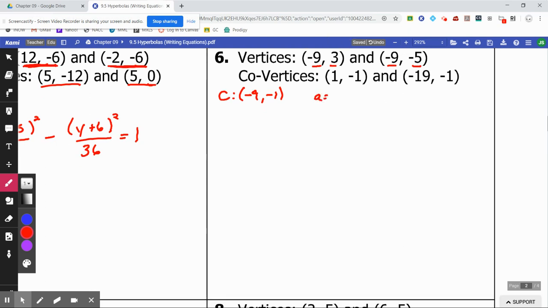My a value is the distance from the center to the vertex, and you can use either vertex. That's going to be a distance of 4. The b value is the distance from here to my co-vertices. It's probably easier to look at this one. That's a distance of 10. My vertices, negative 9, 3, and negative 9, negative 5 are above and below. So therefore, this will be a vertical. So your y stuff will be listed first.